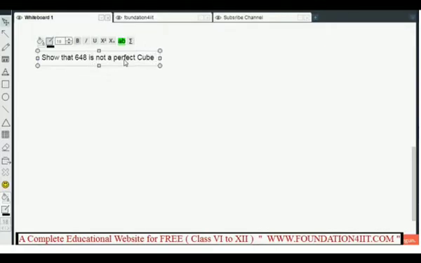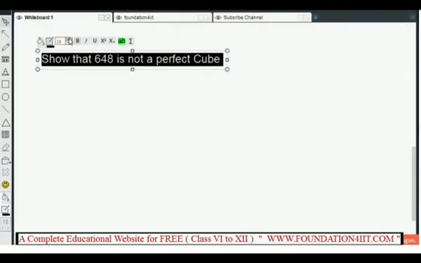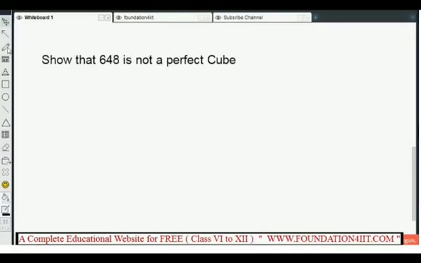So we need to show this is not a perfect cube. Taking the question: the number is 648, and we have to show it is not a perfect cube. The method is that we should take the prime factorization method first. 648, we'll resolve this into prime factors.